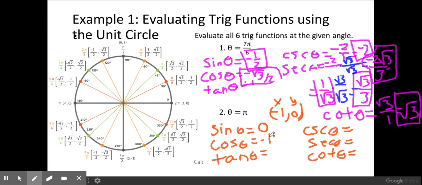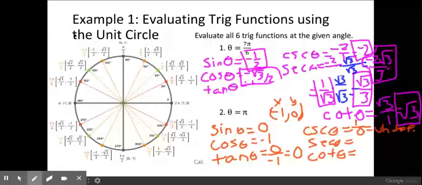Tangent goes with sine over cosine, or y divided by x. So 0 over -1 equals 0. So 0 over a number is 0. If you have a number divided by 0, that's undefined. Now cosecant, you flip 0 over 1, so it becomes 1 over 0, which equals undefined.